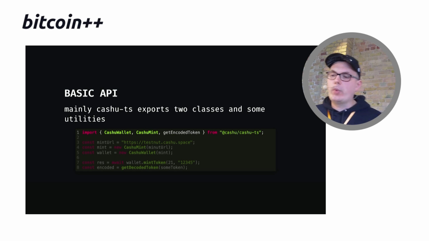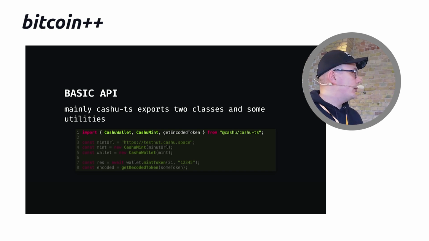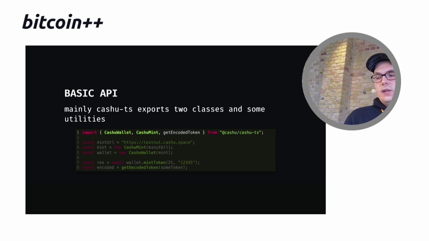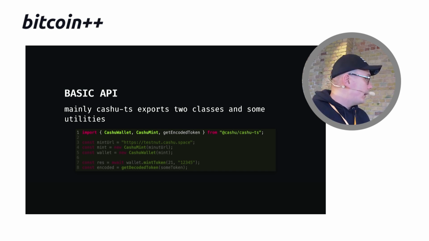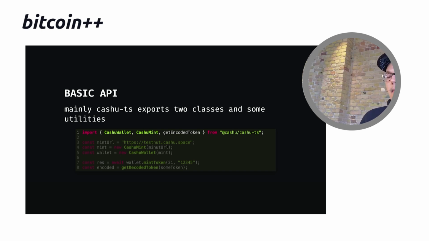All right, let's get started with the basic API of cashu-ts. Cashu-ts, as I said, is a TypeScript library that has two main classes that are exported and pretty much used for everything: the Cashu Wallet and the Cashu Mint class. These are the two classes that we use to interact with a mint and do all the different wallet operations. There are also a bunch of utility functions exported, something like get encoded token. We'll see how that works later on. But most of the mint and wallet interactions you're going to do are methods on one of these two classes.